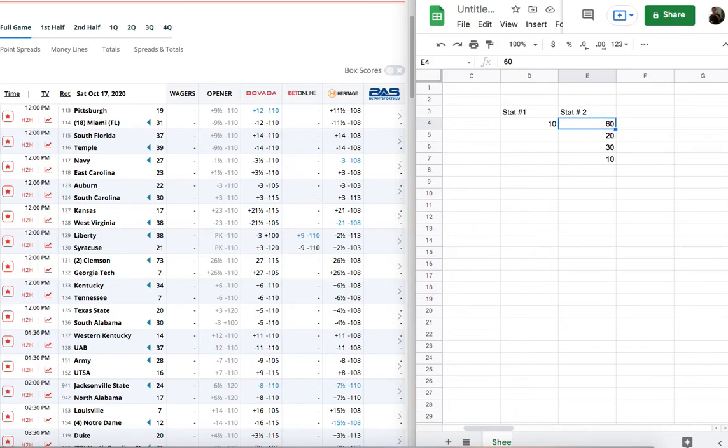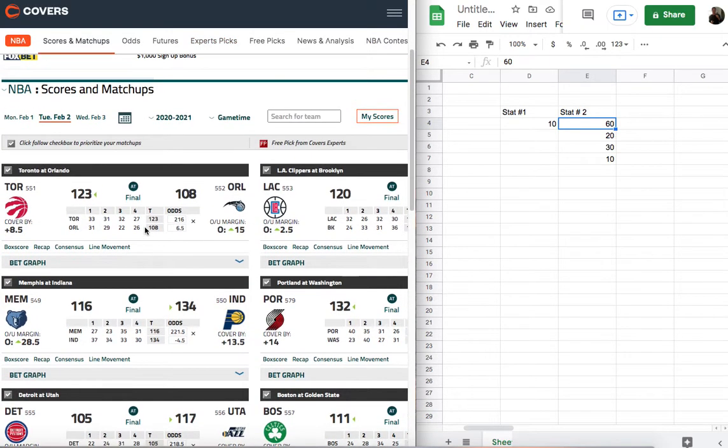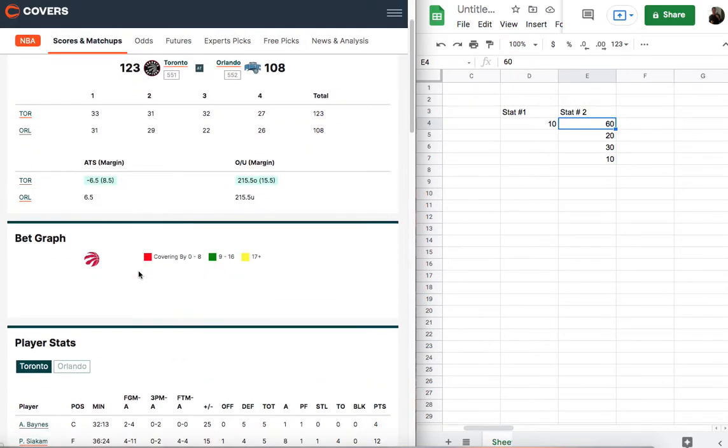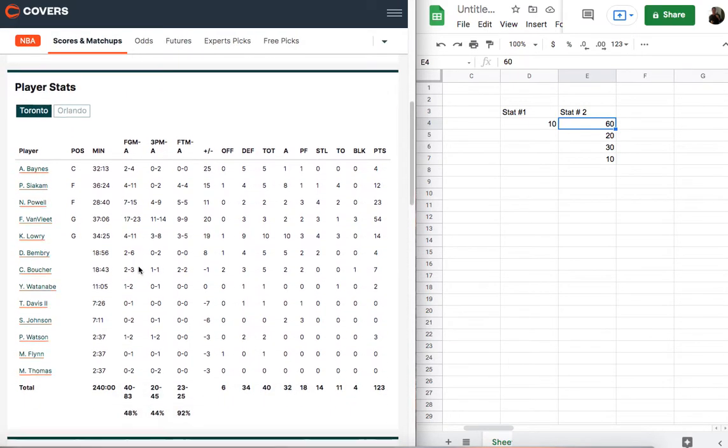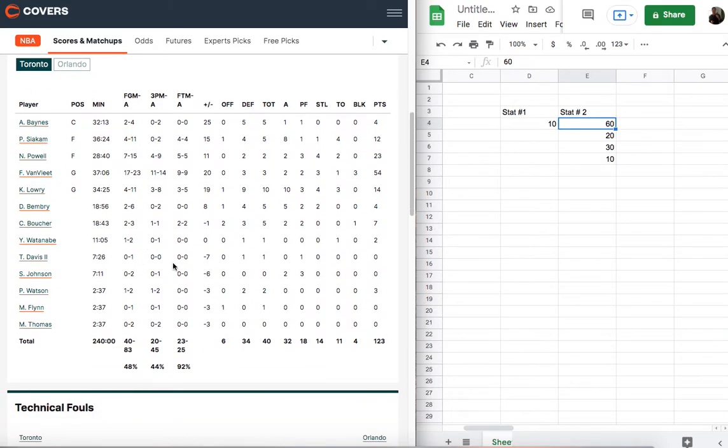Now let's switch gears and look at an NBA example. We're going to look at a box score. I've always talked about looking at box scores as a great way to build models, because what you're looking for is a stat that correlates to winning. So hypothetically, let's say Toronto averages 48% field goal percentage for the last 5 games. I know this is a box score, but bear with me and walk through this with me.